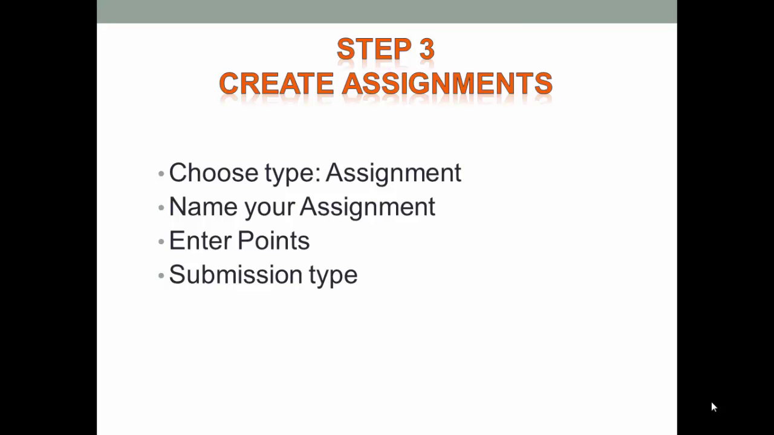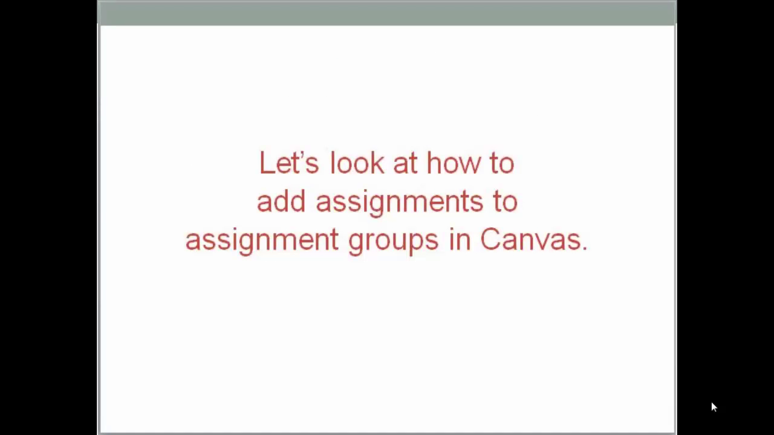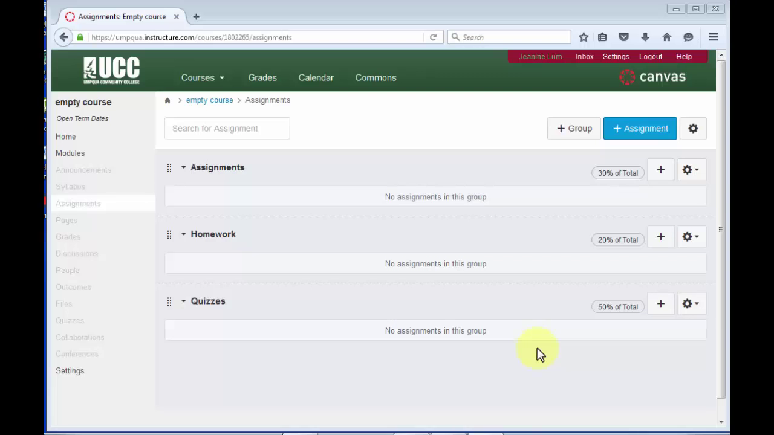Once you've created your assignment groups, you will now add assignments to them. The basics are choosing an assignment type, giving your assignment a name, entering points, and submission type. Let's look at how to add assignments to your assignment groups in Canvas. To add assignments to your assignment group, click on the plus sign to the right of the assignment group that you want the assignment to reside in.